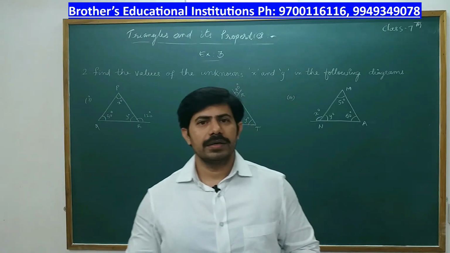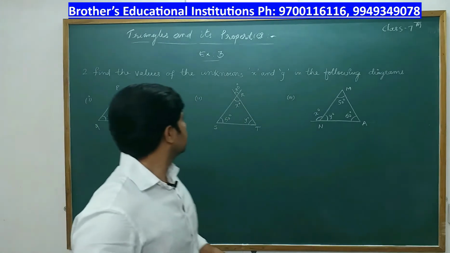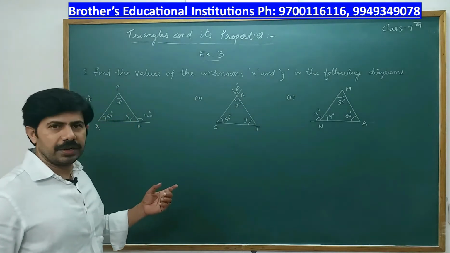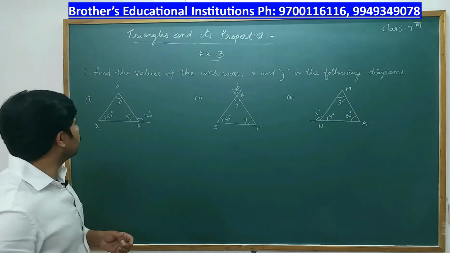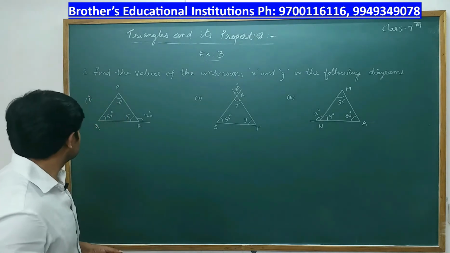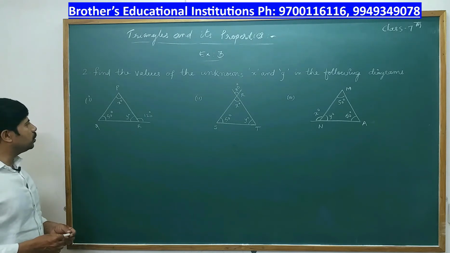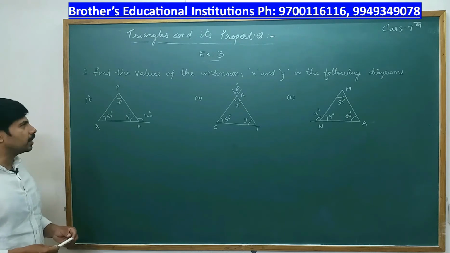Welcome back. We are doing problems on triangles. Okay, so exercise 3 will continue the class. Find the values of the unknowns x and y in the following diagrams. So here the first one, the triangle is PQR. So we have to find out the unknowns. Here two unknowns are there, x and y.